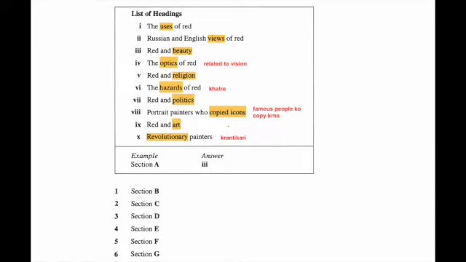Okay, then moving on to third, red and beauty. So here they are going to talk about association of red color with beauty. And then the fourth is optics of red. That can be the tricky one.